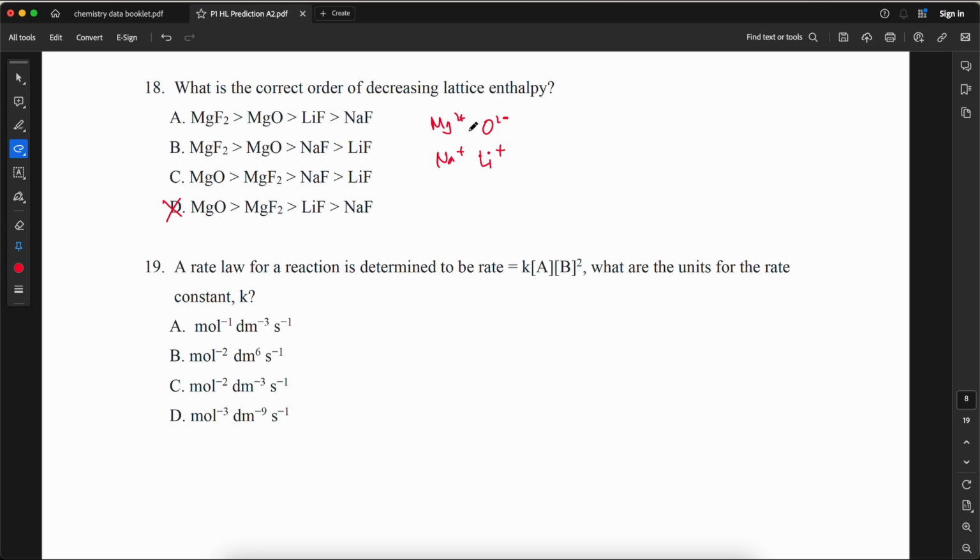MgO has the higher charge, and then MgF2, because it still has Mg, and then we move to Li, and then we move to Na.